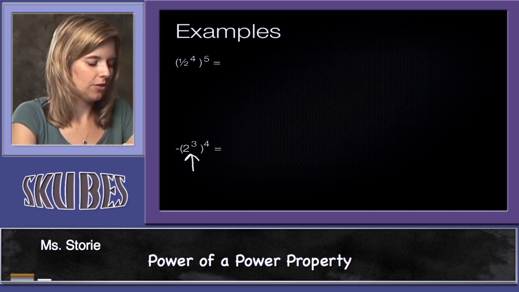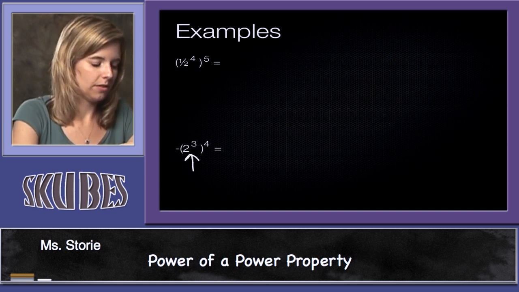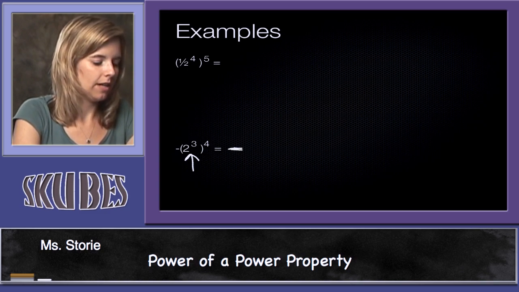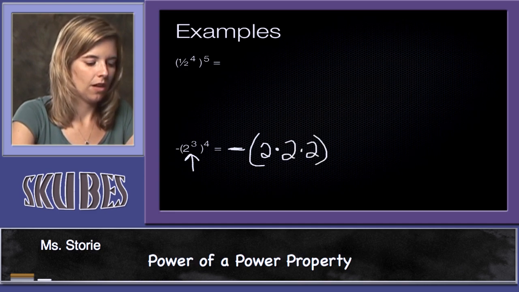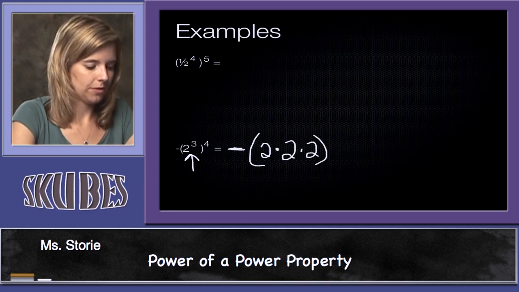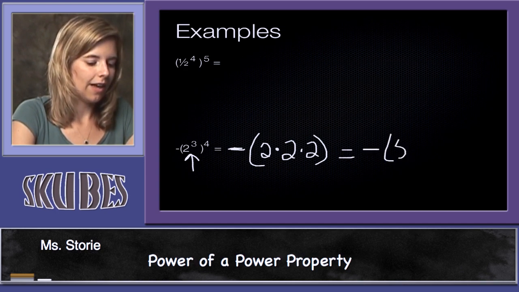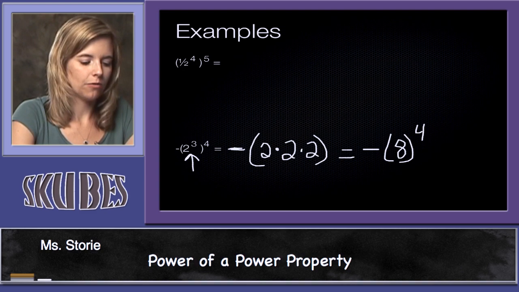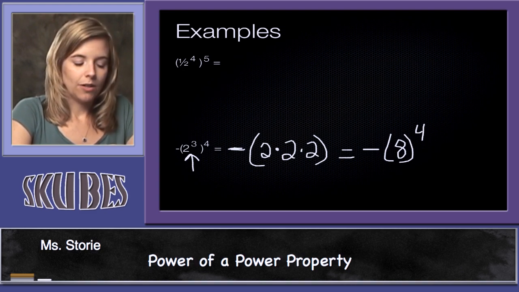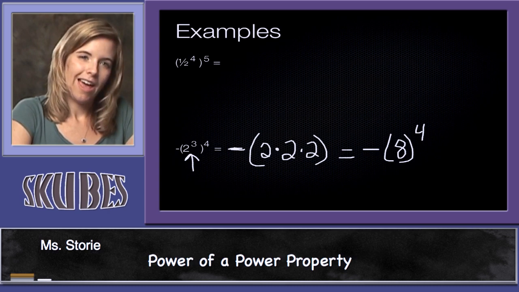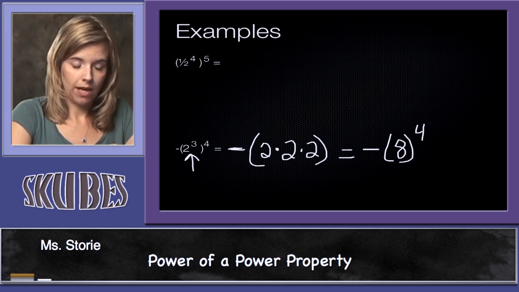Now we're going to take 2 to the third, always the parentheses first, so let's deal with that. The negative, we'll just rewrite it and talk about it in a second. So you're going to take 2 times 2 times 2. 2 times 2 is 4, and 4 times 2 is 8. So you're going to have that negative still there, 8, and then you're going to raise it to the 4th power.